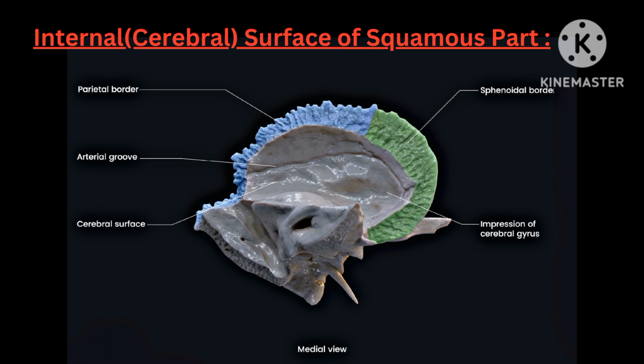The cerebral surface of the squamous part features typical landmarks of the inner surface of the skull, which are impressions of cerebral gyri. Arterial grooves. The impressions of cerebral gyri, also called the digital impressions, are flat indentations corresponding to the cerebral gyri which produce them. And the arterial grooves are produced by pressure from arteries, primarily the middle meningeal artery and its branches.